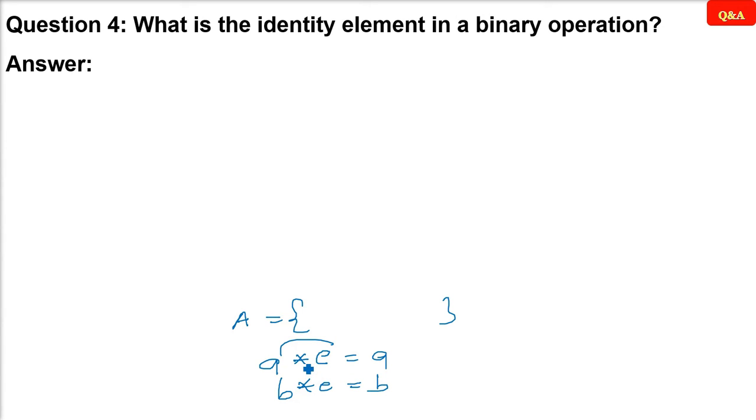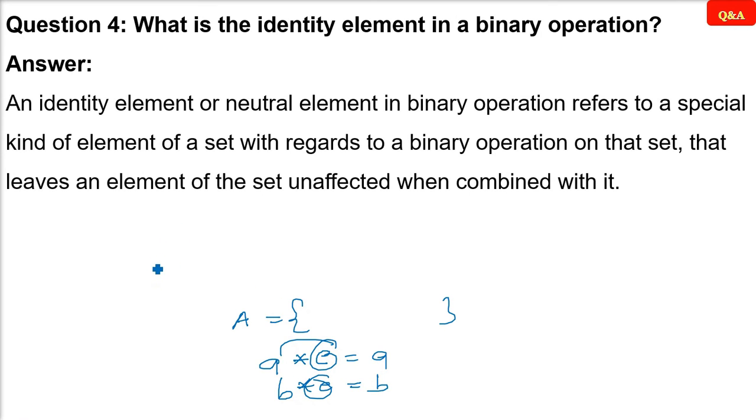Identity element is like a mirror. It will show the same value. So an identity element, or a neutral element as we also call it, in a binary operation refers to a special kind of element of a set with regard to the binary operation on that set that leaves an element of the set unaffected, without any change, when combined with it. Because if you take 2 multiplied by 1, you get 2 again. So 1 is the identity. You multiply 3 with 1, you get 3. So 1 is the identity element.